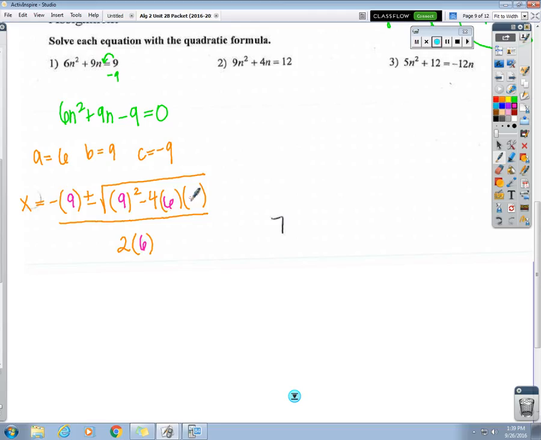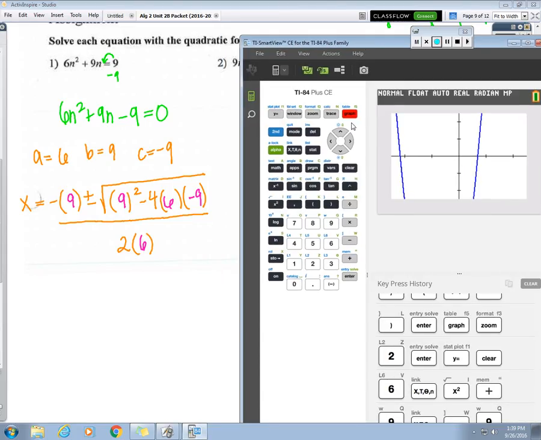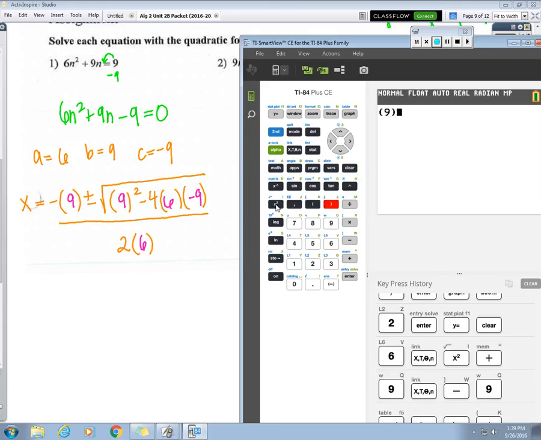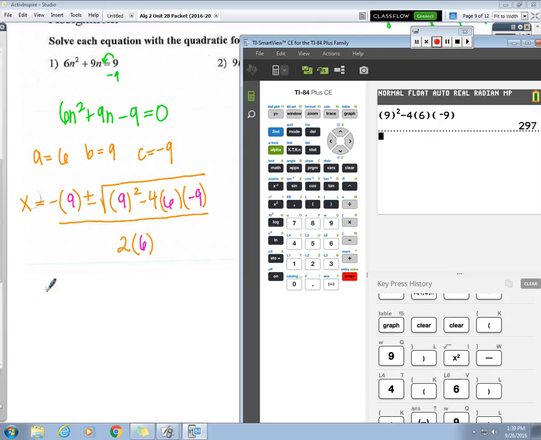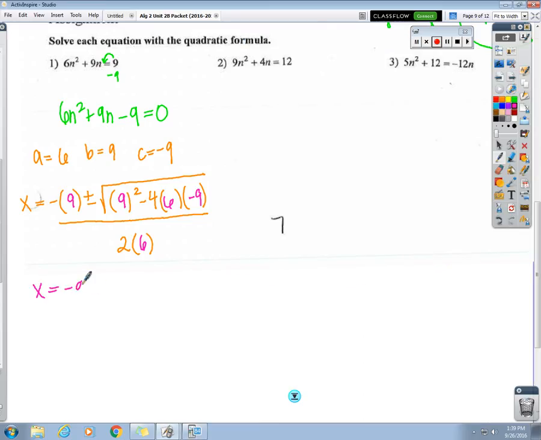And C, right? Now when I start simplifying, what do I type in first? Right, which is called the discriminant. So 9 squared minus 4 times 6 times negative 9, 297. So x equals negative 9 plus or minus the square root of 297 over what? 12. And at this point I'm going to go and break it apart.